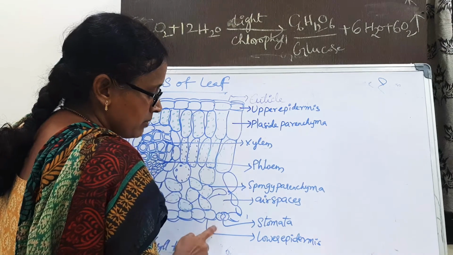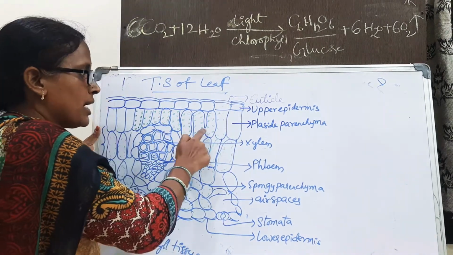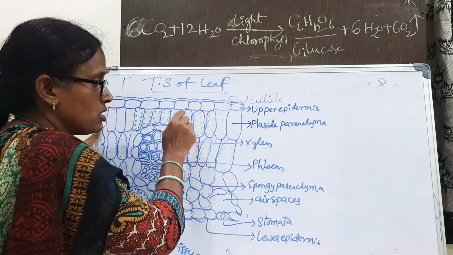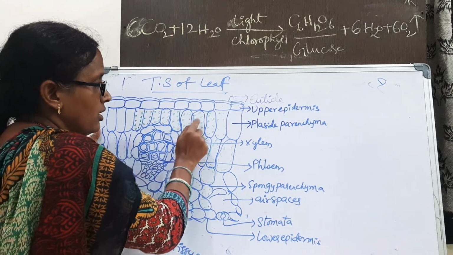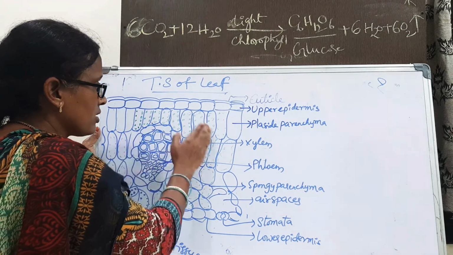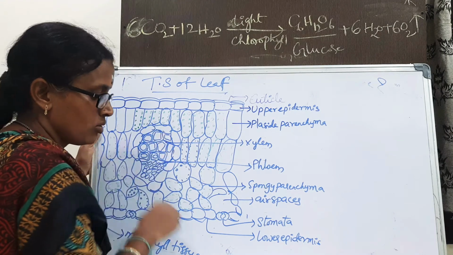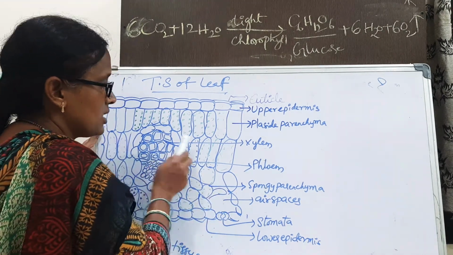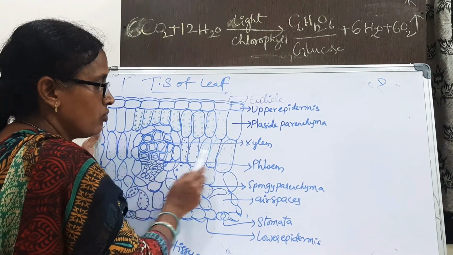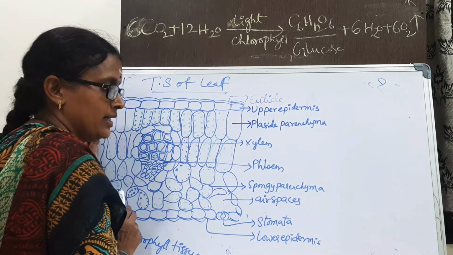The tissue present in between the upper epidermis and lower epidermis is mesophyll tissue, which is divided into palisade parenchyma and sponge parenchyma. Just see the location of chloroplast. Here I put green dots. Whatever the green dots are there, all these are the chloroplasts where the chlorophyll is present. Xylem and phloem are also present in the leaf. Xylem transports the water, phloem transports the sugars and food materials.